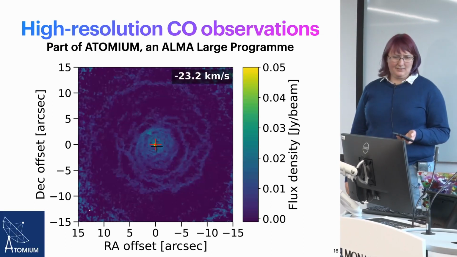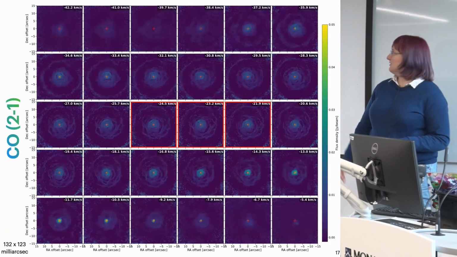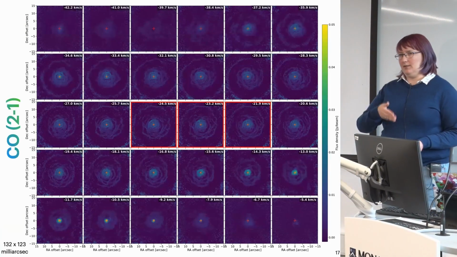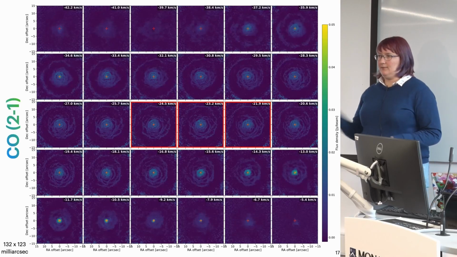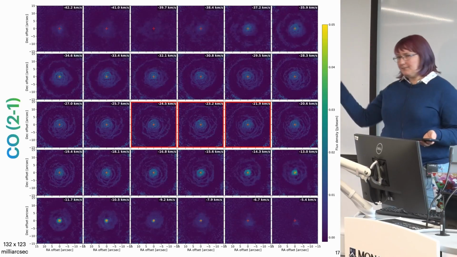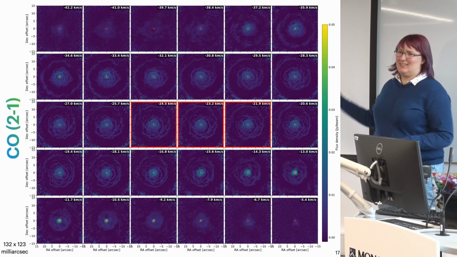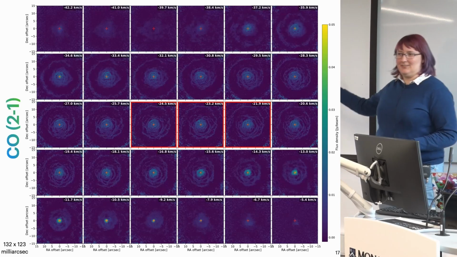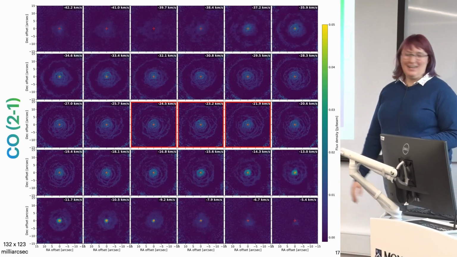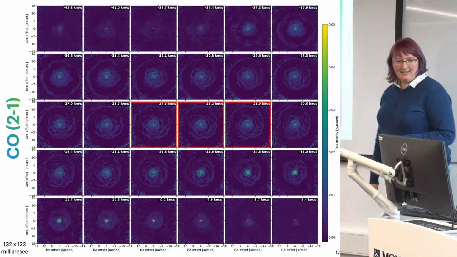So this is just the central channel. Here are all the channels. Each box is one velocity bin that has been observed across the emission line. I know it's hard to see anything. The point here is not really to understand it just yet, but to show that it exists.